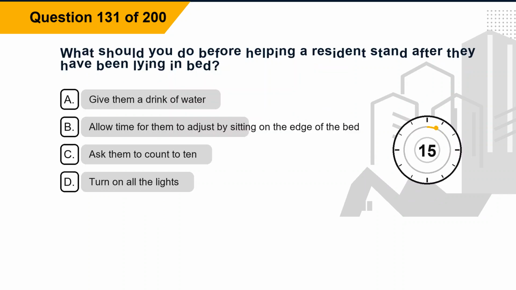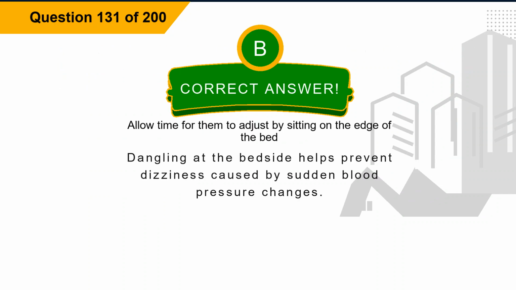Question 131. What should you do before helping a resident stand after they have been lying in bed? Option A, give them a drink of water. Option B, allow time for them to adjust by sitting on the edge of the bed. Option C, ask them to count to 10. Option D, turn on all the lights. The correct answer is option B, allow time for them to adjust by sitting on the edge of the bed. Explanation. Dangling at the bedside helps prevent dizziness caused by sudden blood pressure changes.